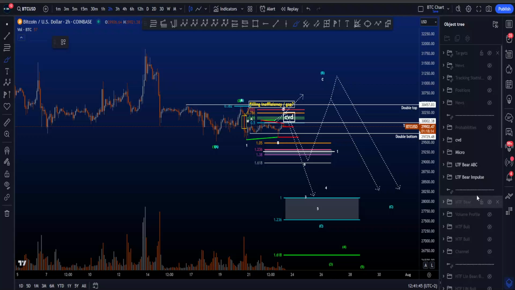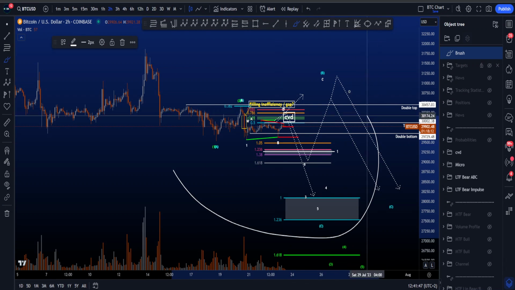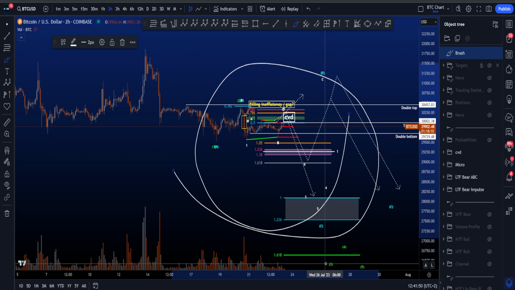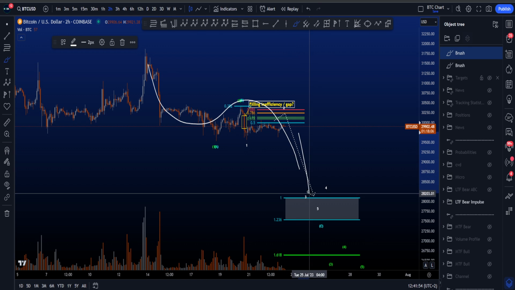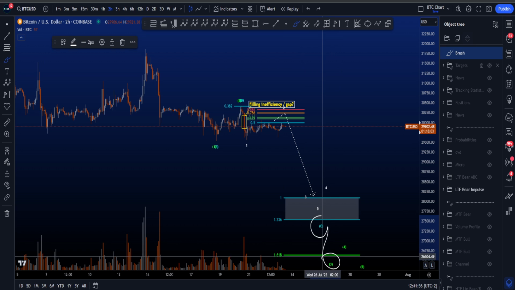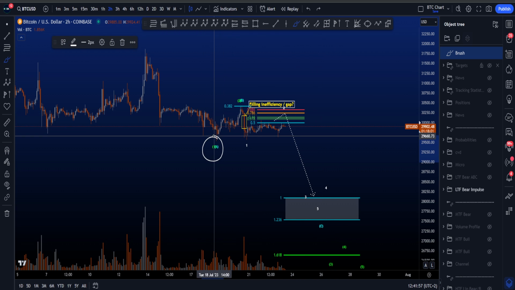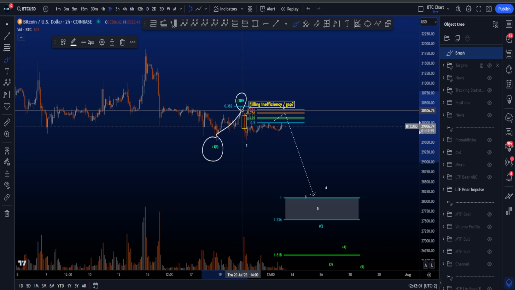Hi everyone, let's go over my low time frame and micro bullish and bearish Elliott Wave scenarios on Bitcoin. Starting with the low time frame bearish impulsive scenario, where we still expect a move to the downside in either a wave C or a wave 3 after wave A or 1 and 2 or B are already in.